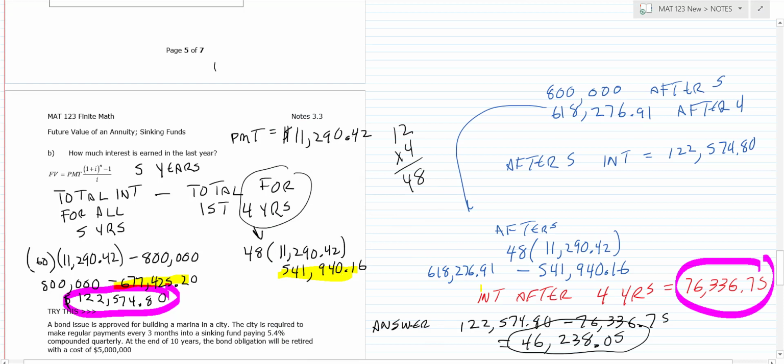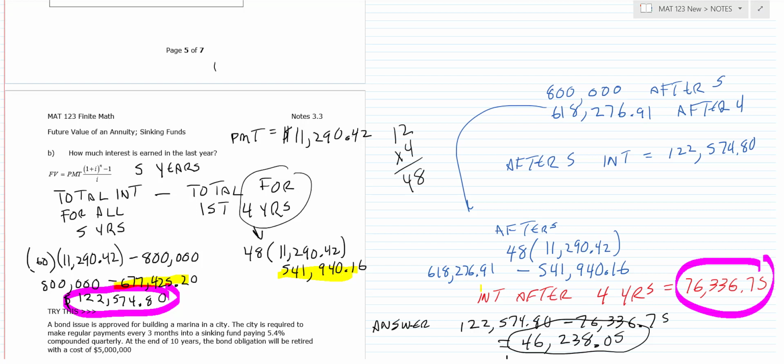All right, now if you're confused, let me just explain what I did, okay, one more time. Okay, first of all, we got the payment by the TVM calculator. Okay, that's TVM solver. That's where that comes from. So essentially, I'm doing two things. I'm finding the interest after 5 years. I'm finding the interest after 4 years, and then subtracting the difference. Does that part right there make sense?